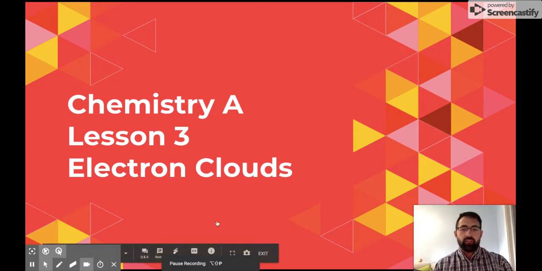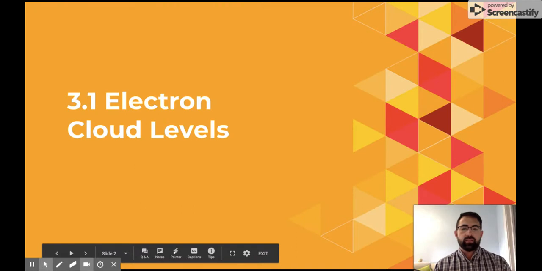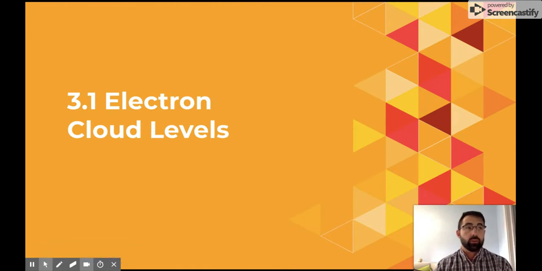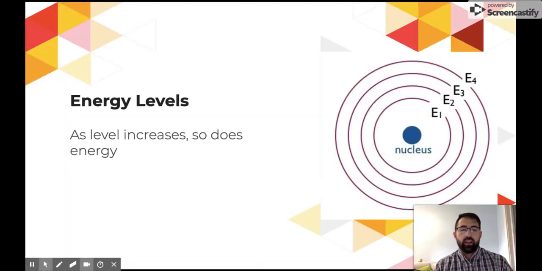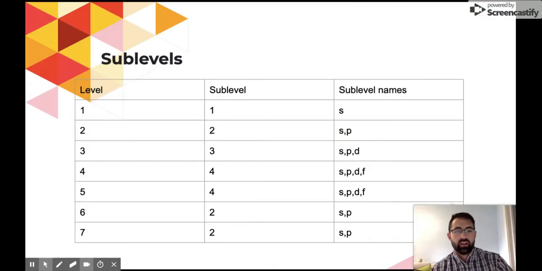All right, our first topic is electron cloud levels. These are the different places where electrons may be found around an atom. As electrons get further from the nucleus, the more energy they have. This is the idea. So you see the four orbitals moving out. The further they are from the nucleus, the more energy they have. The closer they are, the less energy. These are all the sublevel names, and we'll get into what these mean in just a minute.